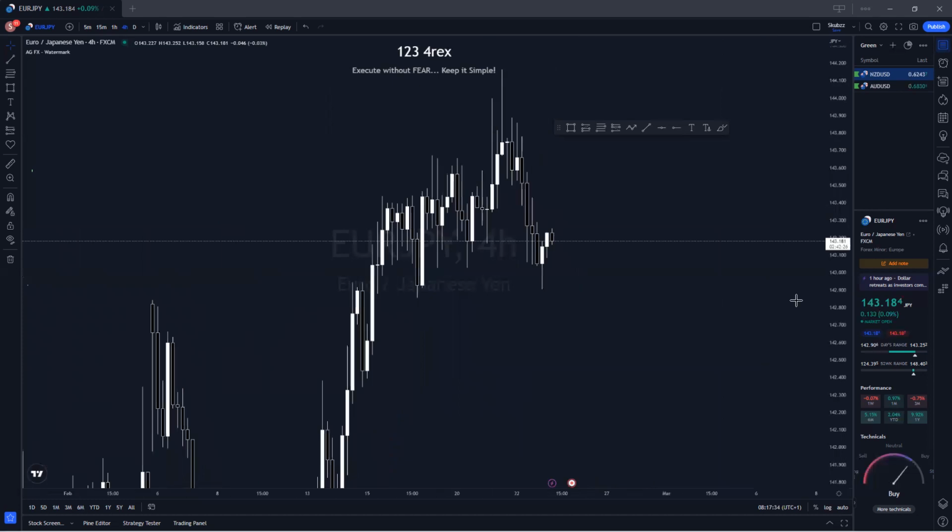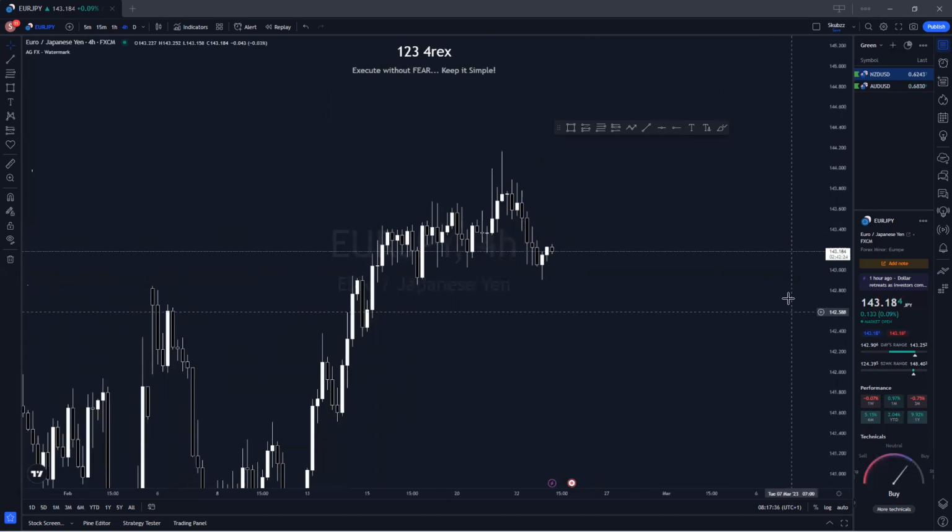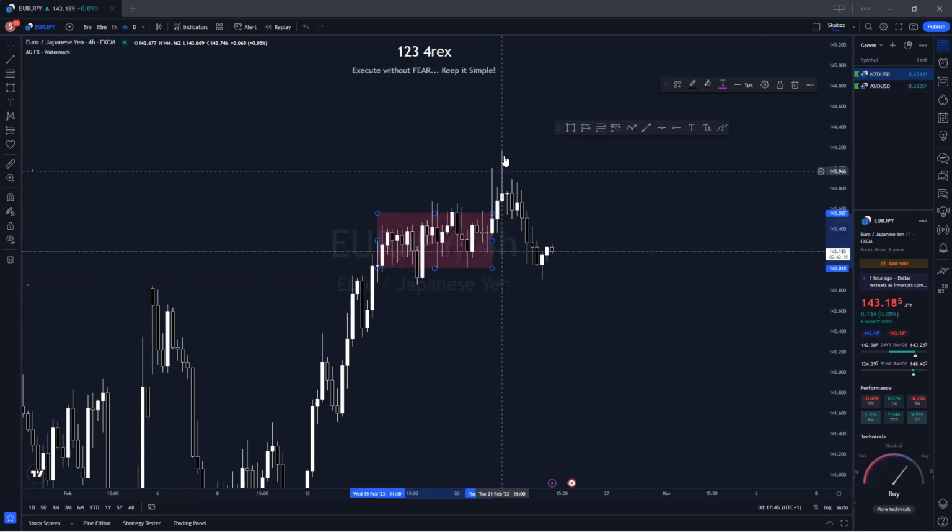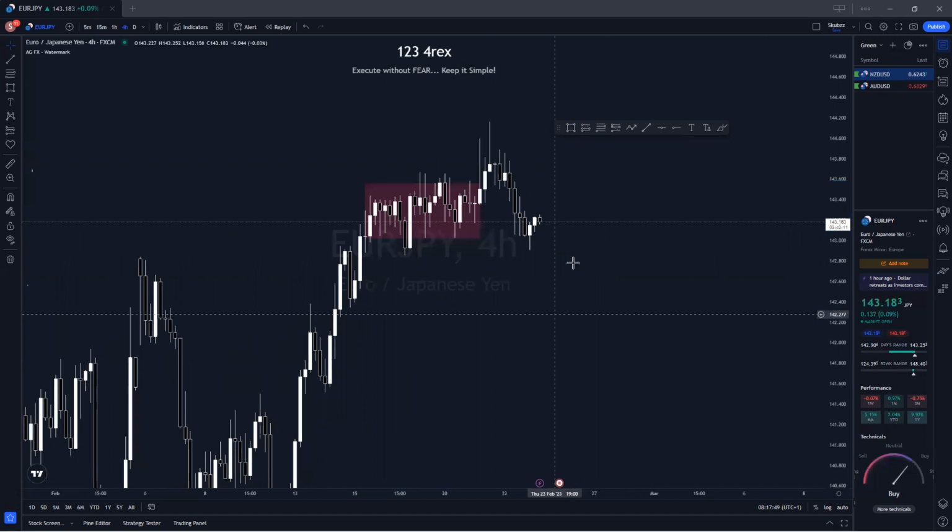If you look at the 4H, this pair is still bullish. So we had sort of like a range here. Did we properly break above? Yes. Candlestick closed above, but now we're coming back inside, and I see we want to break to the downside.